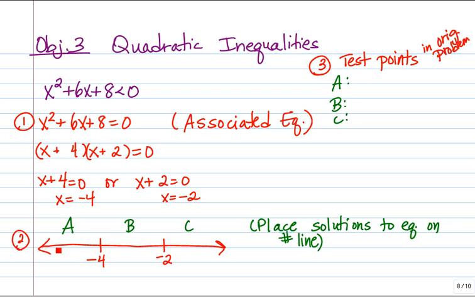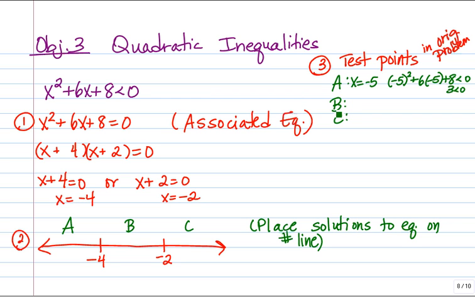So what's a number in region A? A number in region A is everything to the left of -4, like -5, -6, -10. It doesn't really matter what number you use. So let's just use -5. So I'd have to say, is -5 squared plus 6 times -5 plus 8 less than 0? So what is that? 25 minus 30 is -5, plus 8 is 3. Is 3 less than 0? No.